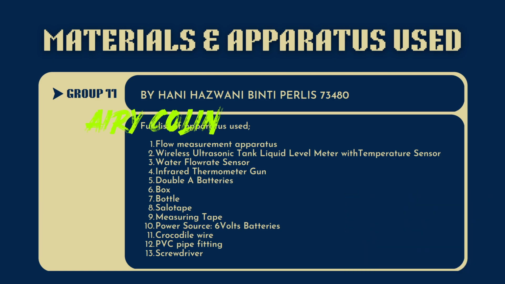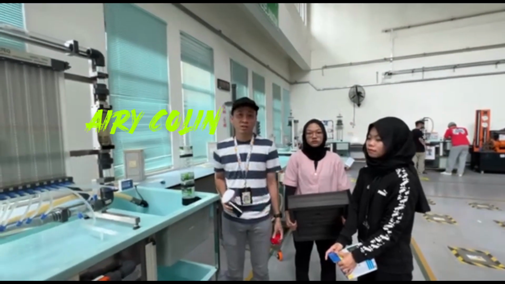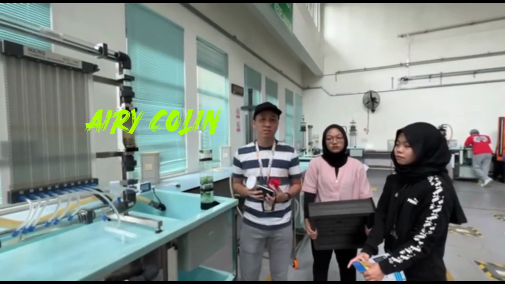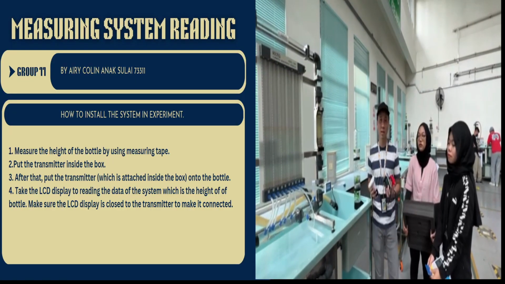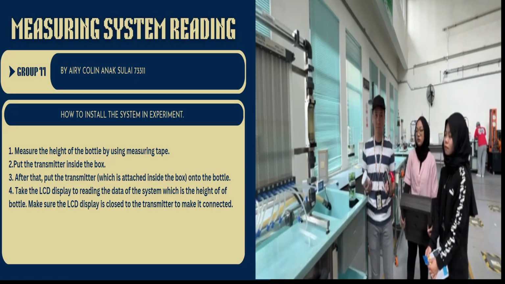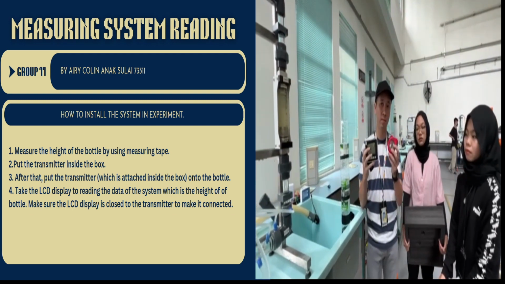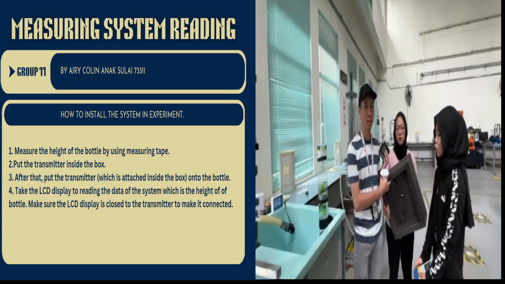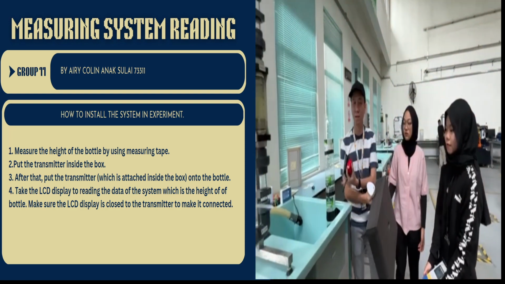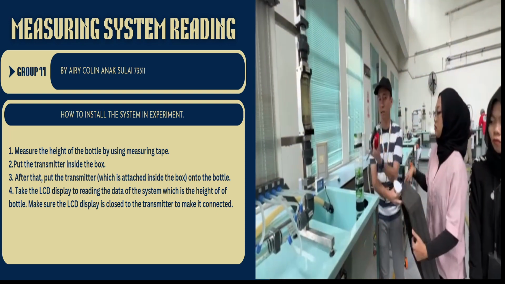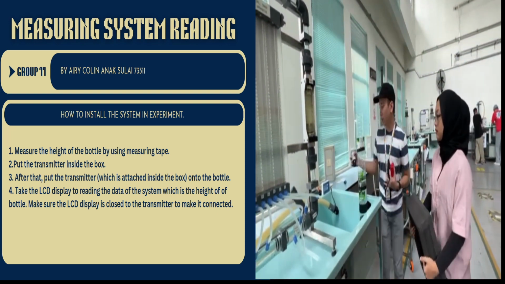Thank you. Hello, my name is Airi Kodela Masula and my matrix number is 751. For my part, I will explain how to install the system. And this is the transmitter, LCD display, measuring tape, and the box, the last one being the box that we use to measure the height.